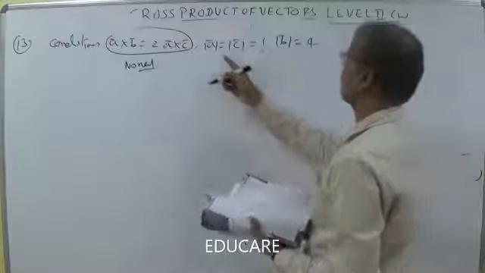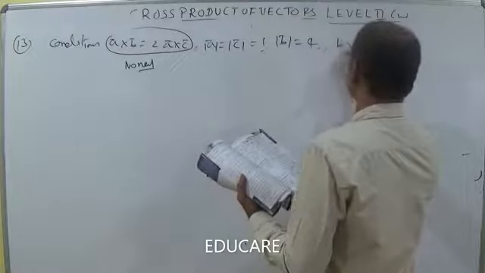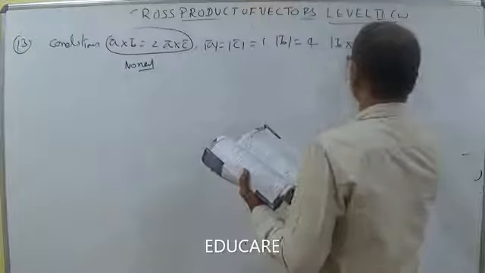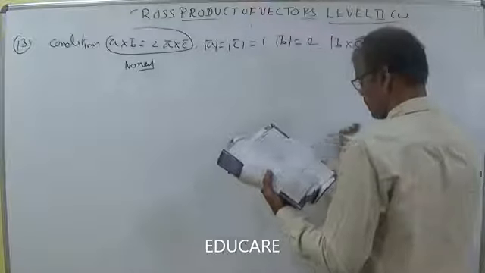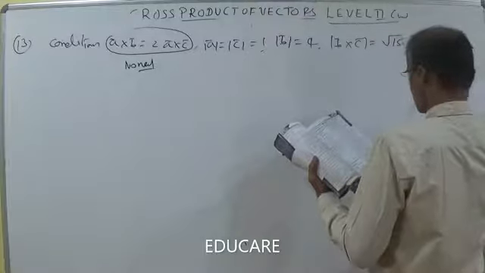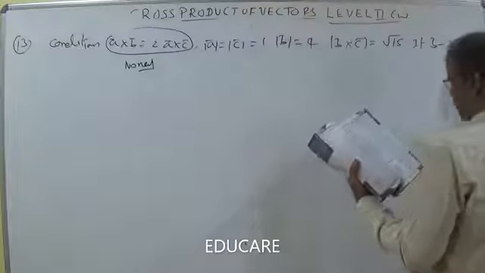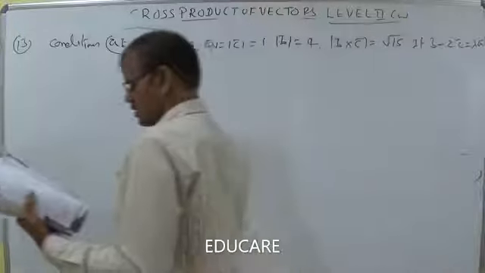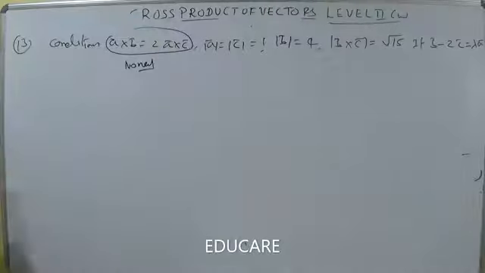The conditions are mod A equal to 1, mod C equal to 1, mod B equal to 4, and also the condition he has given as modulus of B bar cross C bar is equal to root 15. And the question is, B bar minus 2C bar is equal to lambda A bar, then what is the value of lambda? B bar minus 2C bar is equal to lambda A bar. That's all.